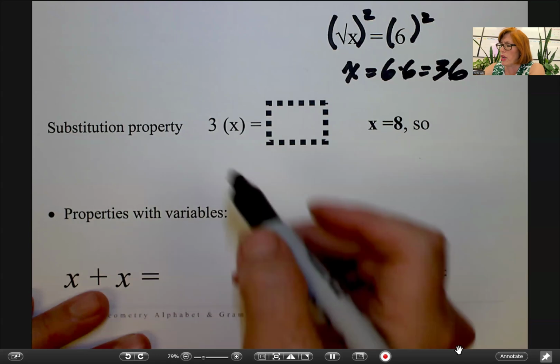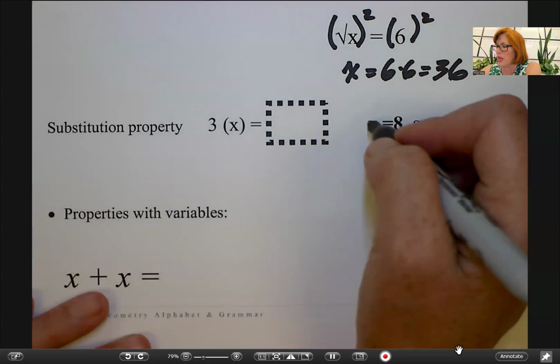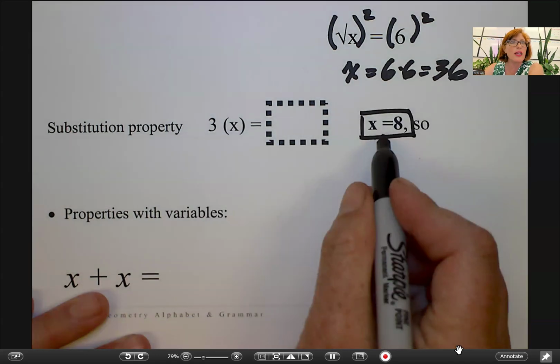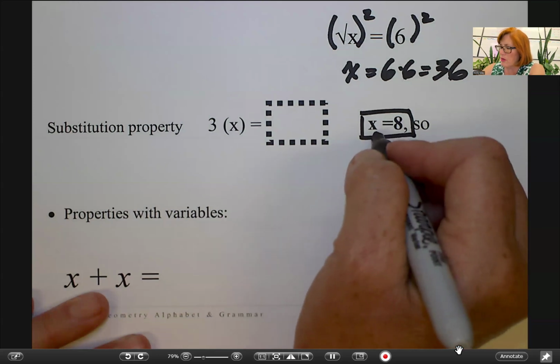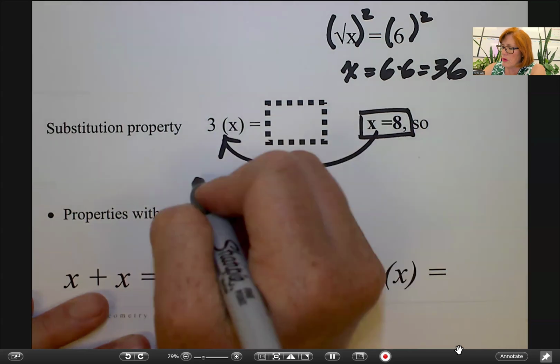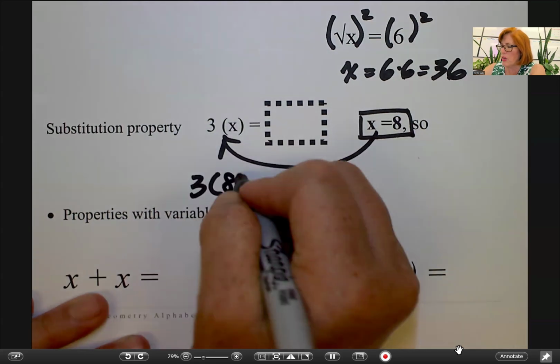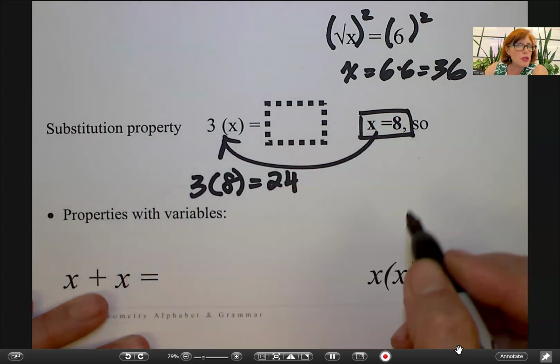Substitution, super easy. If I have 3x equals and I say the definition of x is 8 and I want to evaluate the expression, you just substitute it in. That's called the substitution property.